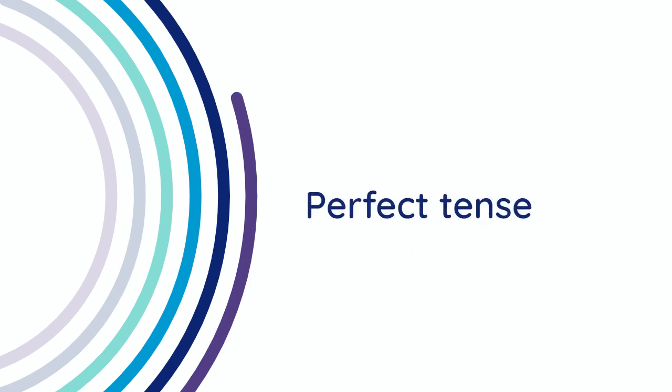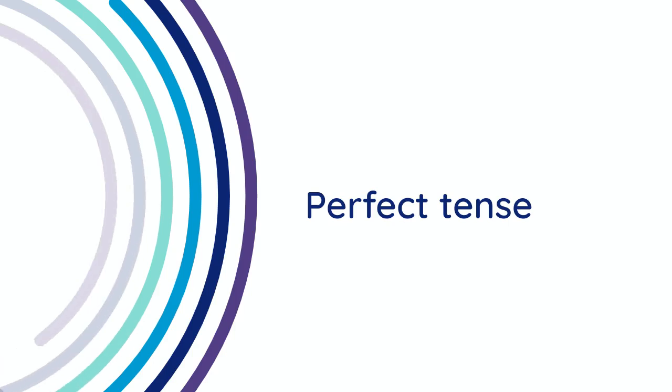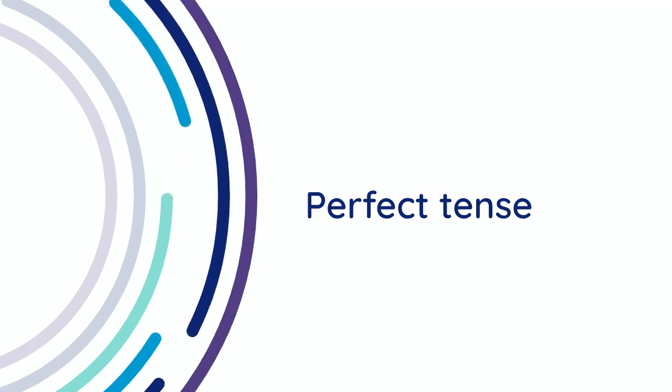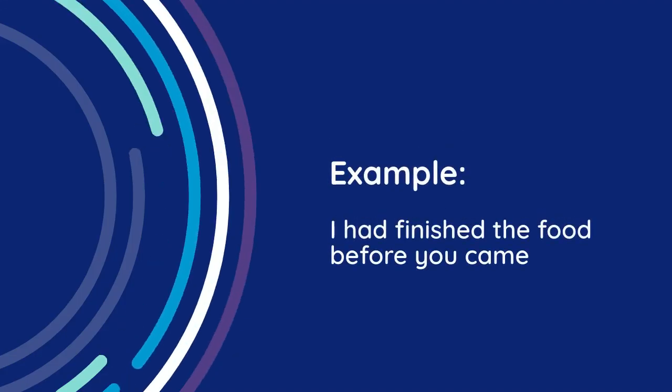Another aspect is the past perfect tense. The past perfect tense indicates an action that had been concluded at a particular time in the past. And also, to form this tense, we use the verb had to combine with the past participle of the verb. For instance, I had finished the food before you came.